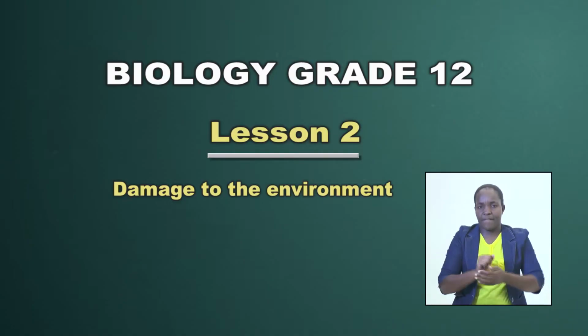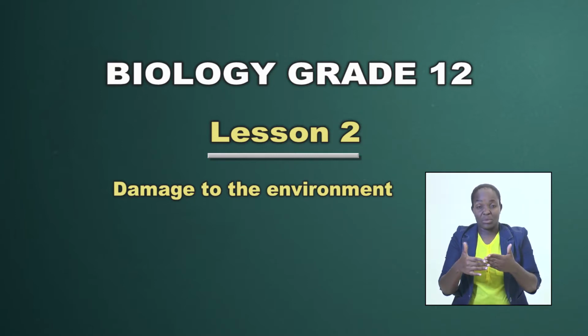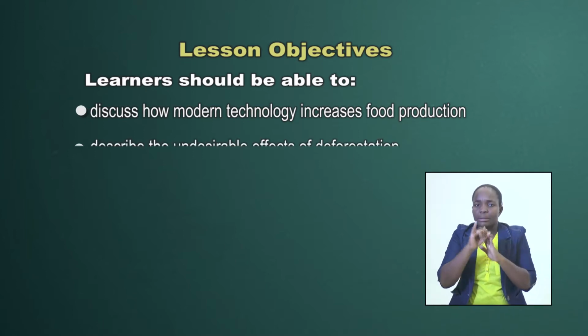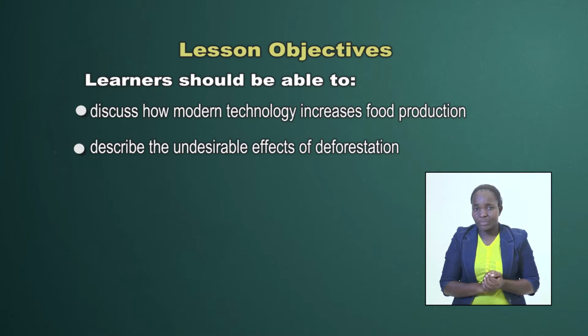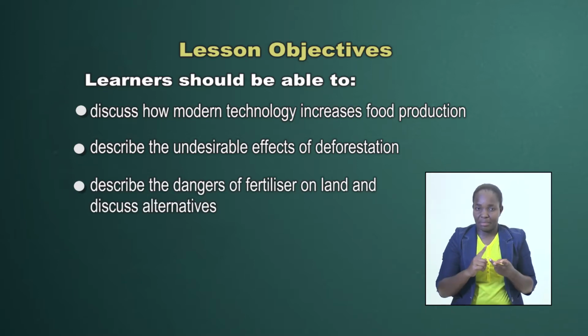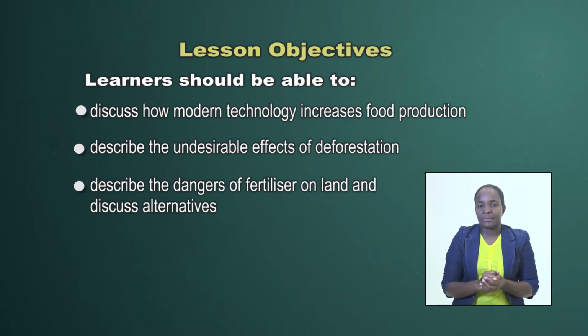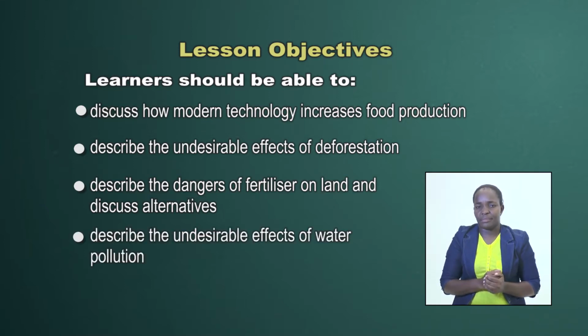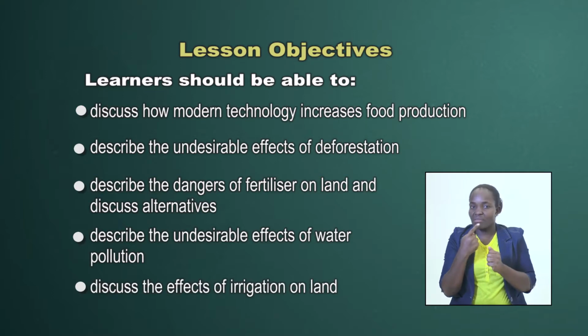Today, in our lesson 2 of 5, we will be looking at the damages caused by humans to the environment. We will discuss how modern technology increases food production, which is good, but that this technology also has an undesirable impact on our forest and grazing land. We'll discuss the negative impacts of fertilizer on land, and we'll see if more constructive alternatives exist for fertilizing our lands. Of course, we cannot talk about our environment without mentioning water pollution, and we will look at the effects of irrigation on land. I'll join you again later.